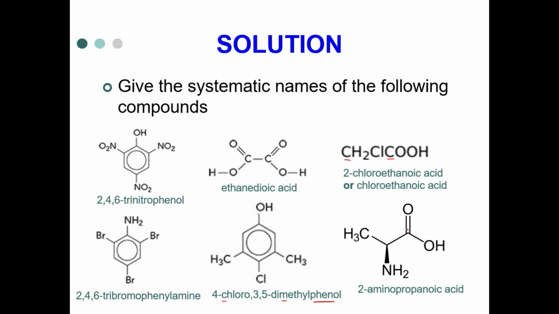The last one is an amino acid because of the COOH and NH2 functional groups. So you see, in this molecule, you have COOH and another functional group. COOH is the one with highest priority. So side group NH2 is called amino. This is carbon number 1, this is carbon number 2, this is carbon number 3. It is a propanoic acid with carbon number 2 bonded to an amine group. So this is called 2-aminopropanoic acid.